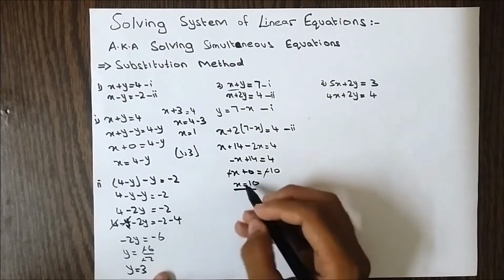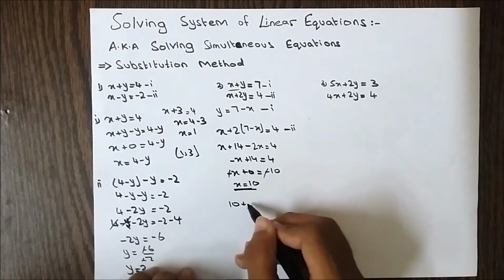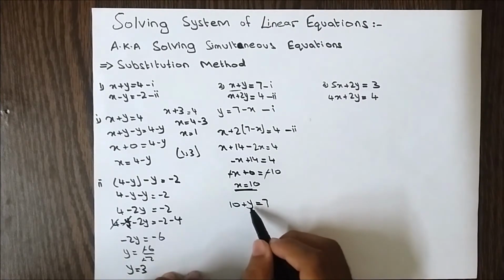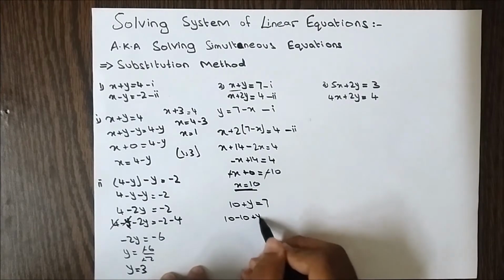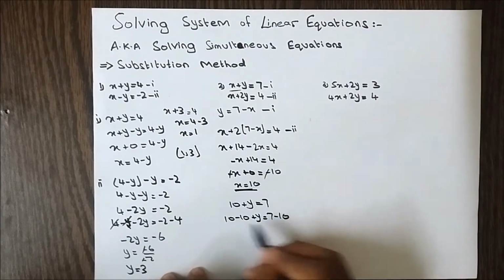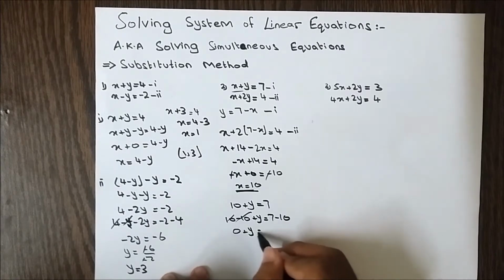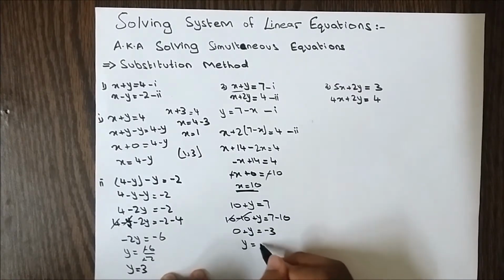Let's do it. x, which is 10, plus y equals 7. So to get this y alone, we subtract 10 on both sides. 10 minus 10 plus y equals 7 minus 10. These both become 0. Plus y equals 7 minus 10, which is equal to minus 3. y equals minus 3.